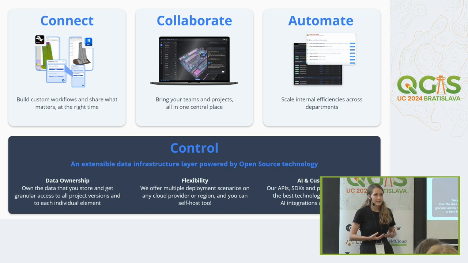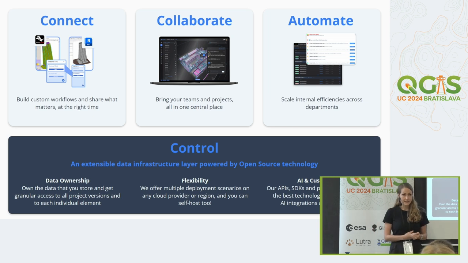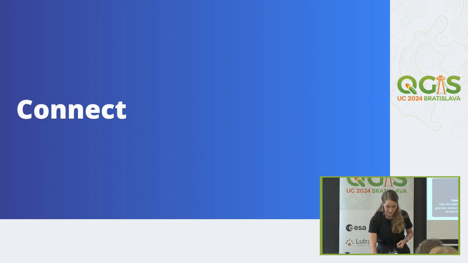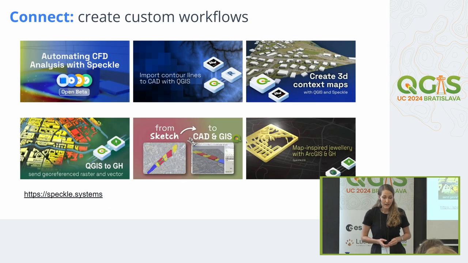These functionalities can all be narrowed down to three categories: connecting people, software, and workflows, collaborating, and automating your workflows. And this all comes together with the underlying principle of being in full control of your data and having the full data ownership by yourself. So let's start with the connecting part.